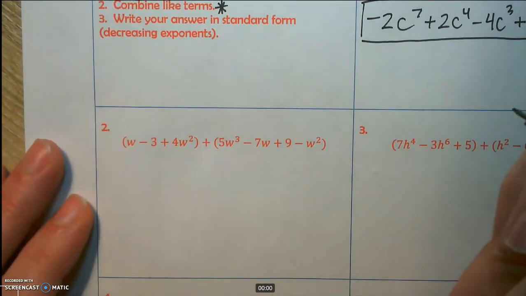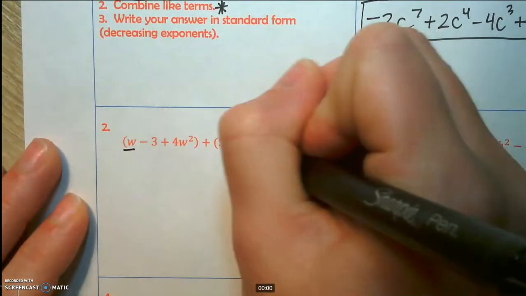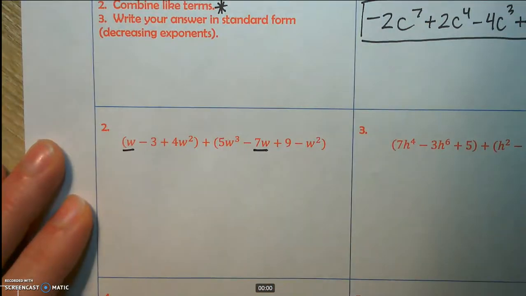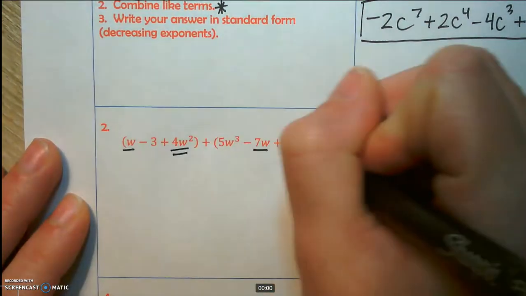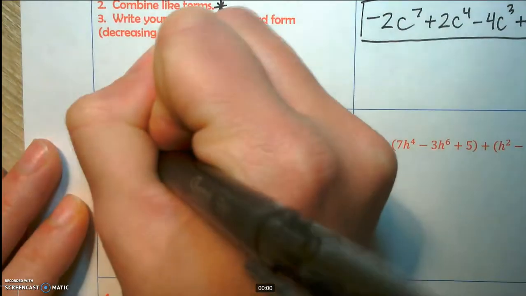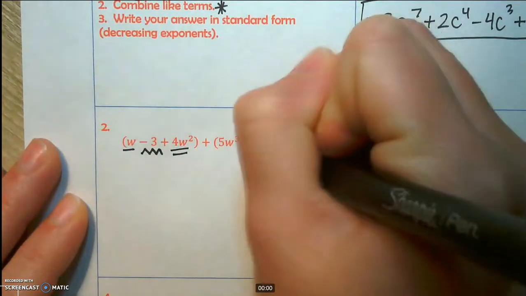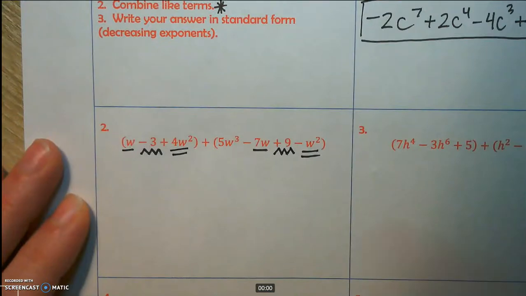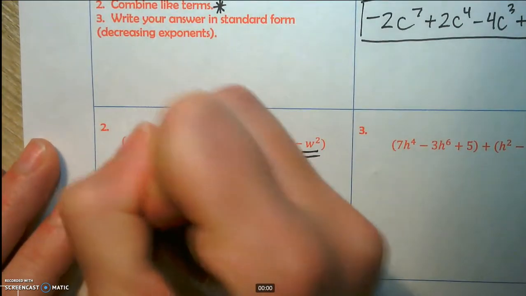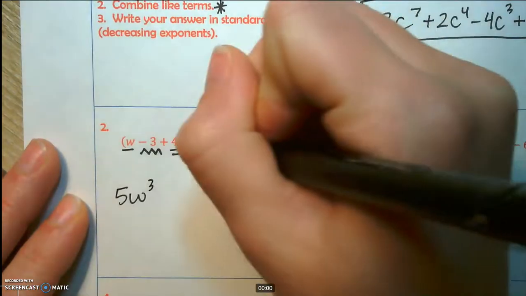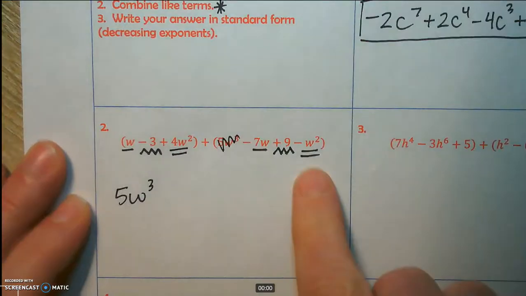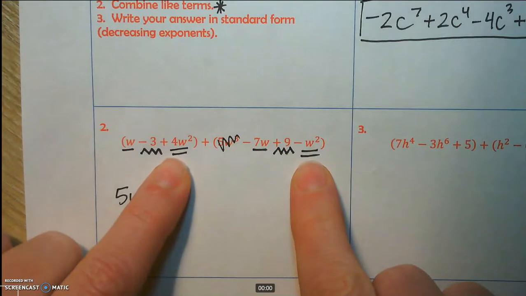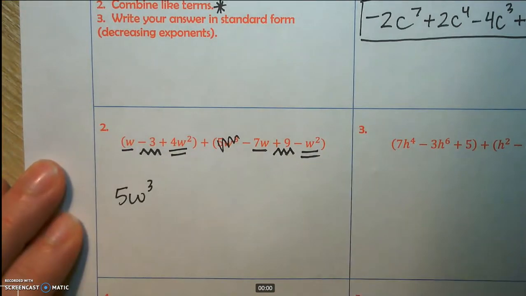Okay, next example, it's still addition, so we can go ahead and ignore the parentheses and code like terms. Those are both w raised to the power of 1, w raised to the power of 2, and then it looks like we have constants that we could combine as well. Alright, starting with the highest power. Next highest power is 2. We'll combine a positive 4 plus a negative 1.